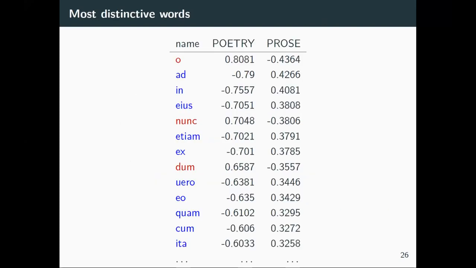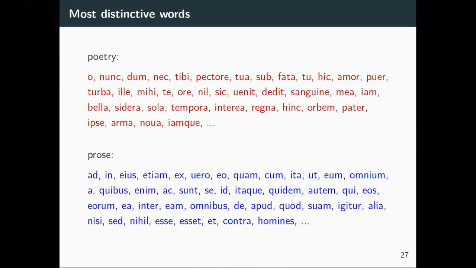So the question being which words will show up, and when I use nearest rank and centroids, here are the words. The red ones are for poetry, the blue ones are for prose. Oh, yeah, we can guess that this is poetry, but the rest of the words are actually quite interesting. Let me show a broader picture here. So for poetry, we've got au, nunc, dum, nec, tibi, pectore, tua, sub fata, and so on. And for prose, ad in eius etiam ex vero eo quam cum, and so on and so on. So it doesn't make any sense, does it, right?